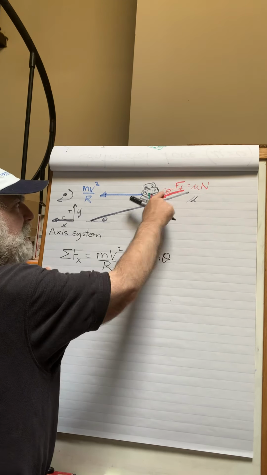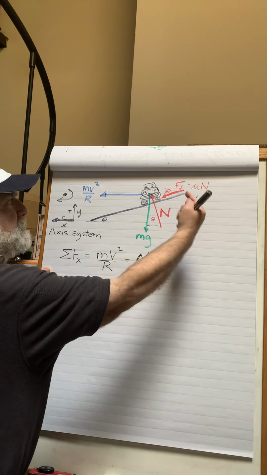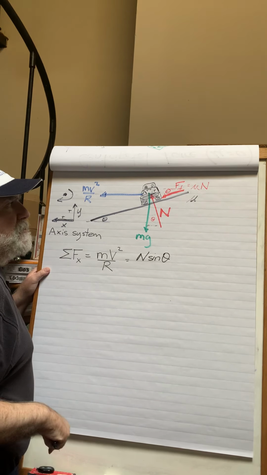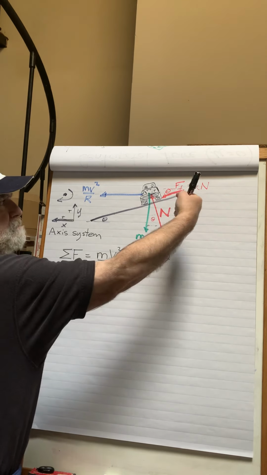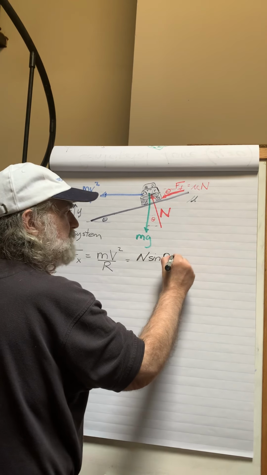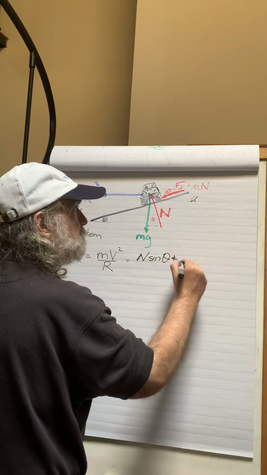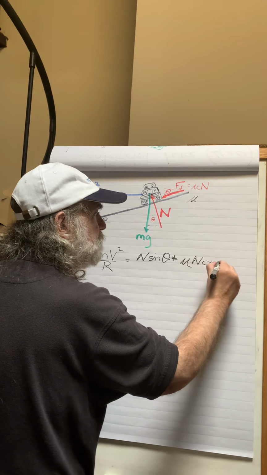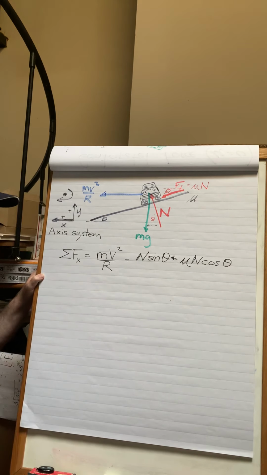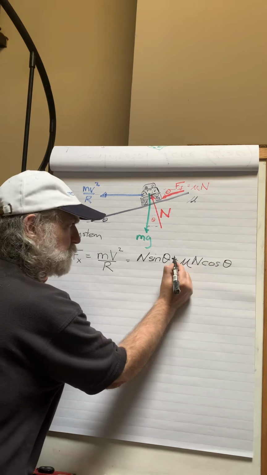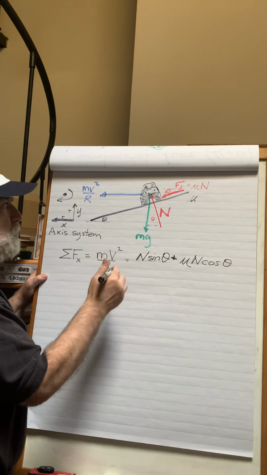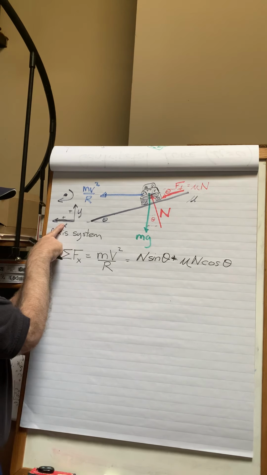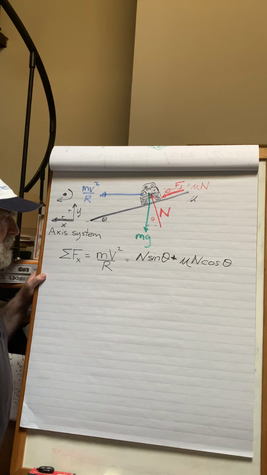And I also have the part of friction that's acting here down the plane. I have the piece of that acts in the x direction, positive this way, so that's going to be plus mu times the normal force times the cosine of theta. So that's the force in the x direction. It's only the centripetal force, and it's composed of two pieces: part of the normal force that acts in the x direction, and the part of friction that acts in the x direction.